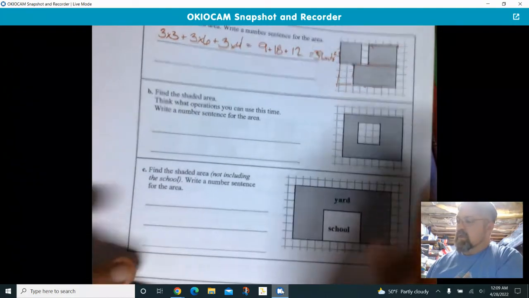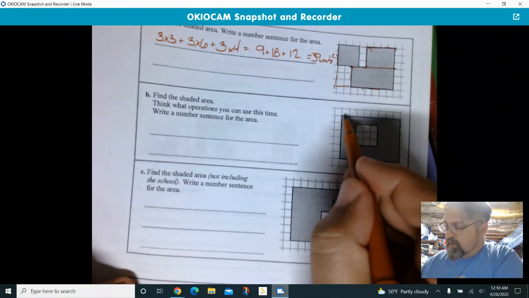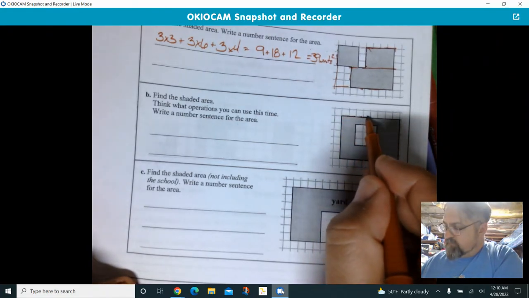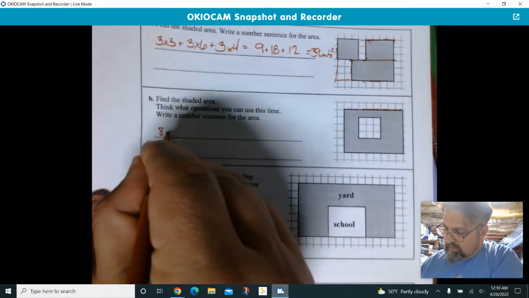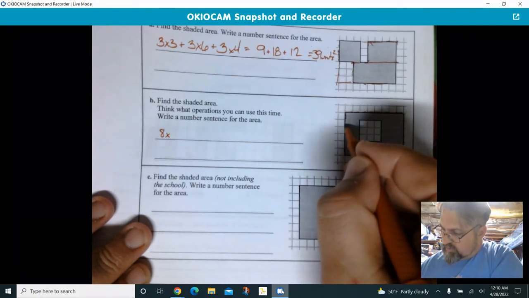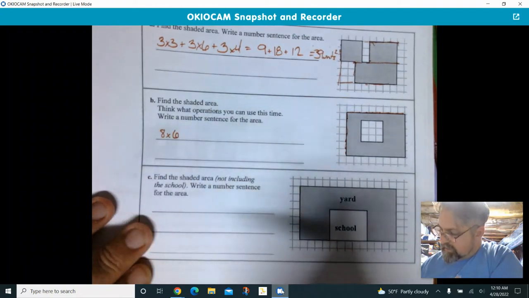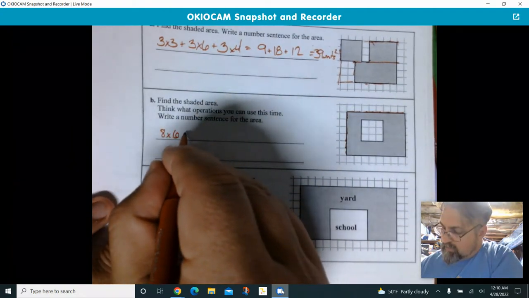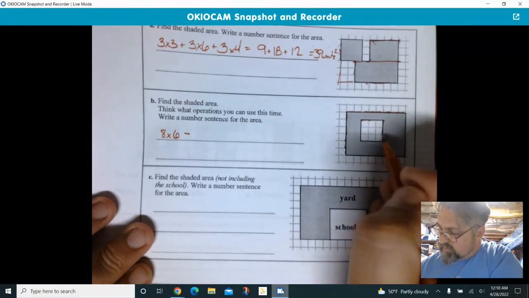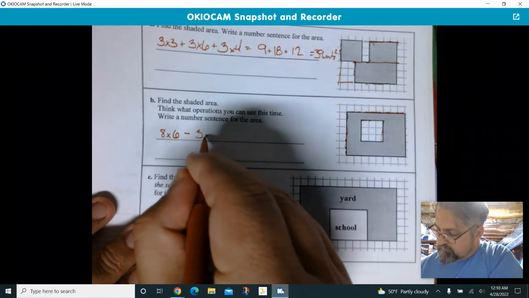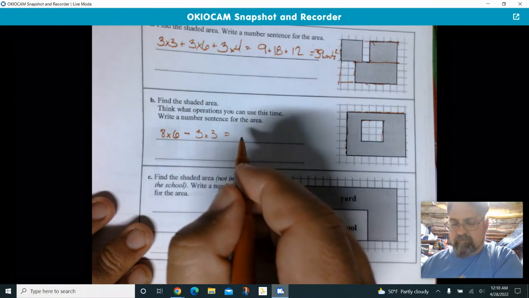Find the shaded area. Let's find the outside, the whole area, then we'll subtract what's in the middle. 1, 2, 3, 4, 5, 6, 7, 8. 8 times 1, 2, 3, 4, 5, 6. 8 times 6 minus 1, 2, 3, 1, 2, 3. What is 8 times 6? Do we know that? I bet you do.